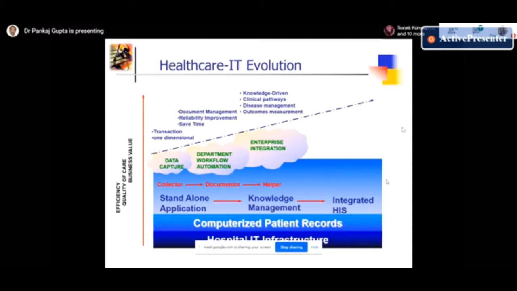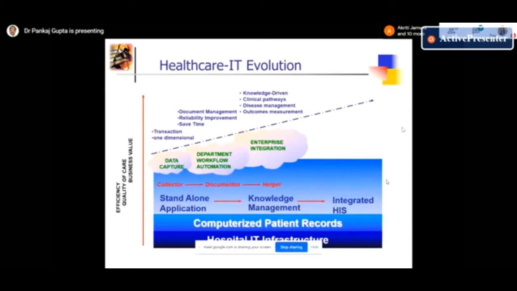If you look at the market today, most of the systems that you see in the market in India are at this stage. These are enterprise integrated systems. And you will see a lot of vendor lock-ins happening there, because vendors love to have an enterprise class system.